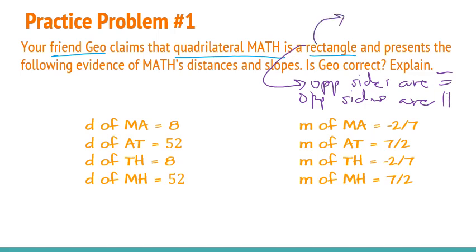And then finally, I'll write the third one up here. We should see that all angles are 90 degrees. If those three things are happening, we have a rectangle. So let's take a look now.